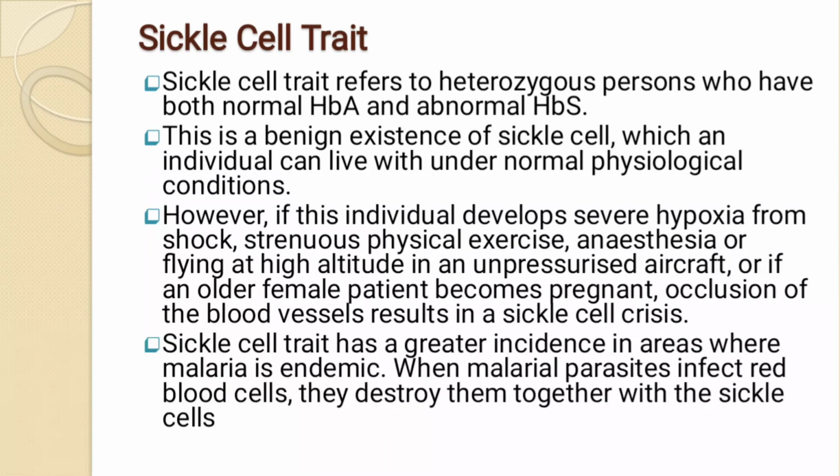So, the sickle cell trait. Sickle cell trait refers to heterozygous persons who have both normal HbA and abnormal HbS. These are benign existences of the sickle cell, which an individual can live with under normal physiological conditions. However, if the individual develops severe hypoxia from shock, strenuous physical activity, anesthesia, or flying at high altitudes in an unpressurized aircraft, or if an older female patient becomes pregnant, occlusion of blood vessels results in sickle cell crisis.